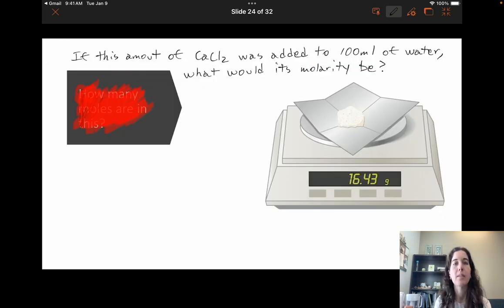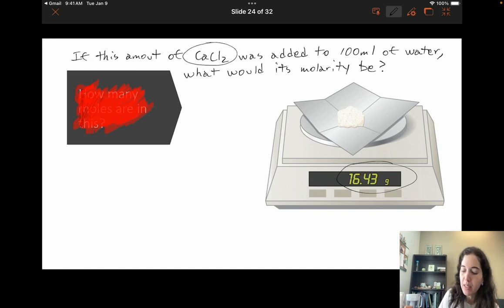Let's see if you can practice this. Let's try this question. So if this amount of calcium chloride, the 16.43 grams, was added to 100 milliliters of water, what would its molarity be? So try this one on your own using the methods that we showed. You'll need a periodic table to look up your calcium and your 2 chlorines to find the molar mass. And you're going to need to convert this to liters in order to be able to work with it. Don't forget your units on molarity. Moles over liters, that's where you're headed.